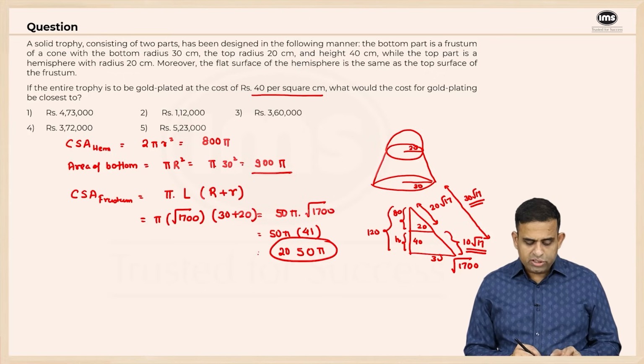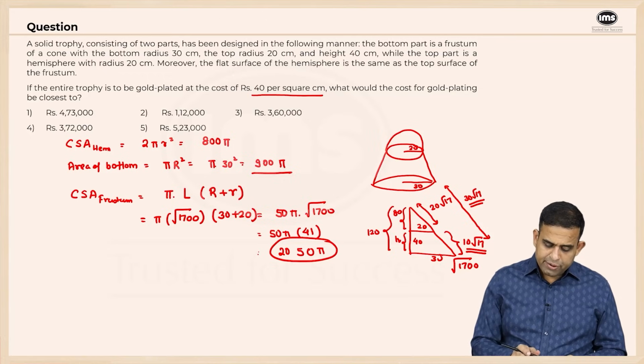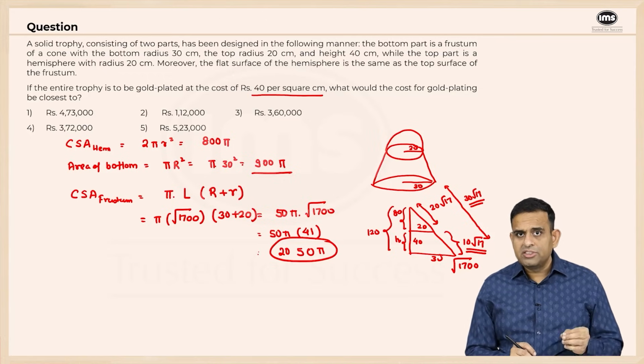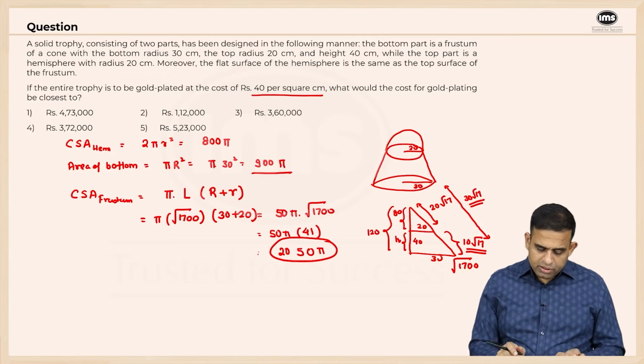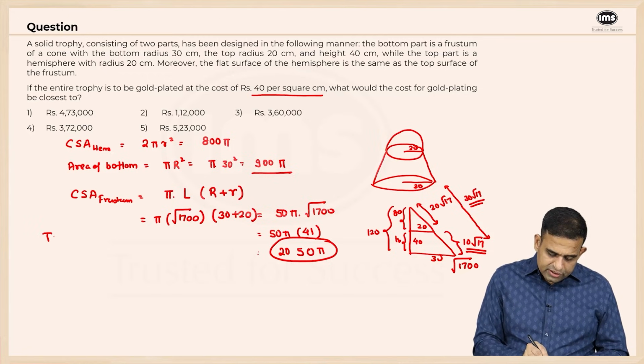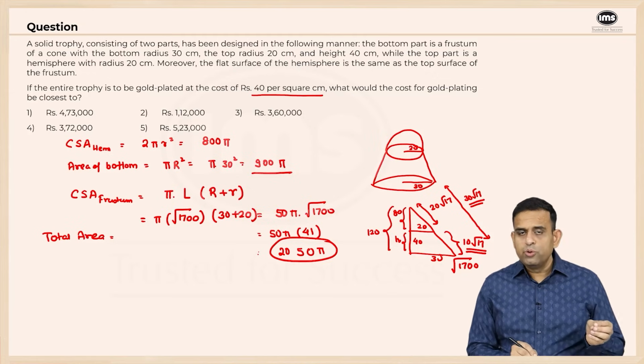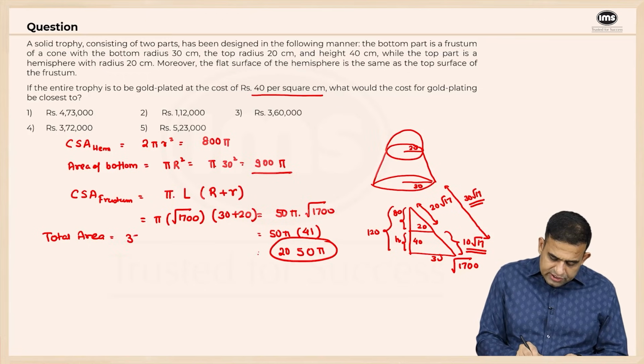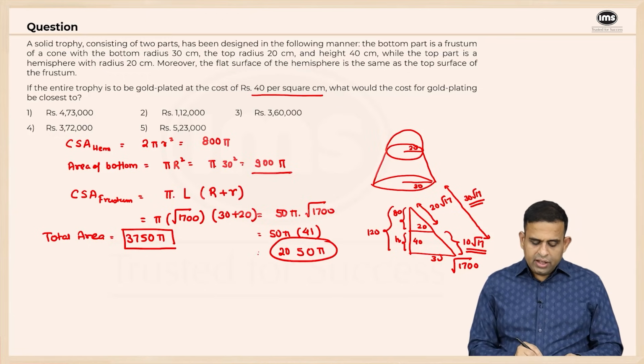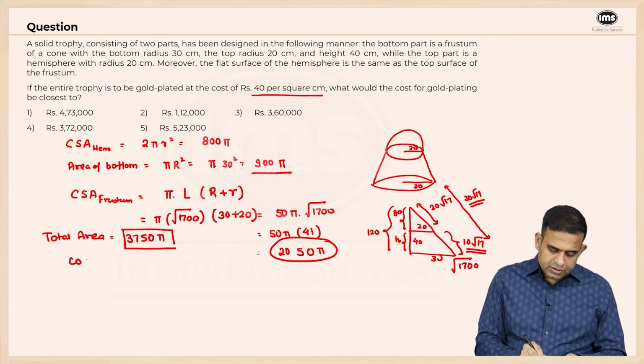And hence, suppose the required total area to be gold plated has to be 800 pi plus 900 pi, becoming 1700 pi, plus this number. So total area will be equal to 2050 pi plus 1700 pi, giving you 3750 pi. And then the required cost must be equal to 3750 pi into the number 40.